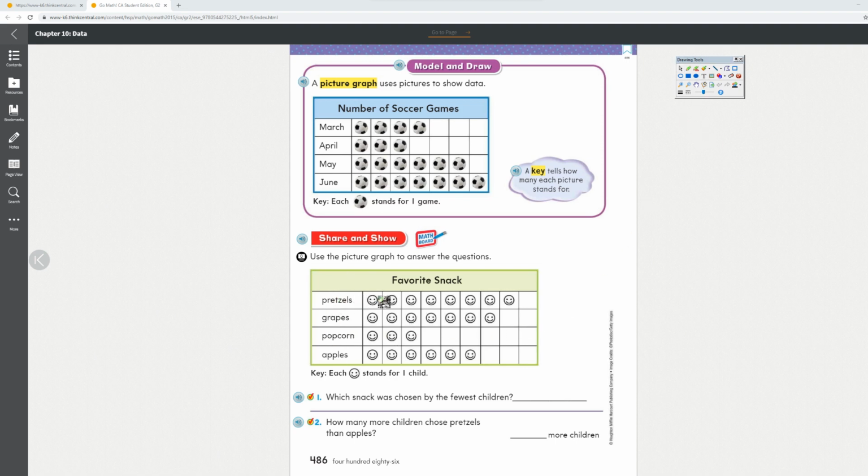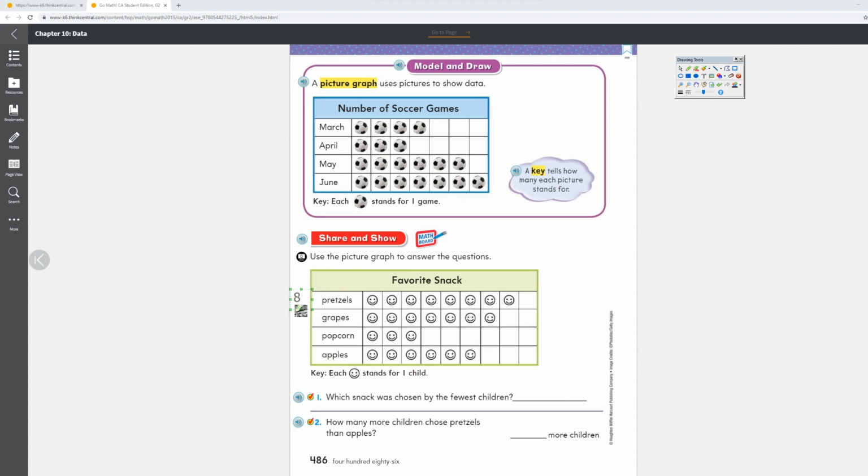So for pretzels, let's count each happy face. We have 1, 2, 3, 4, 5, 6, 7, 8. 8 happy faces gives us 8 children. So this is the same as saying that 8 children like pretzels.